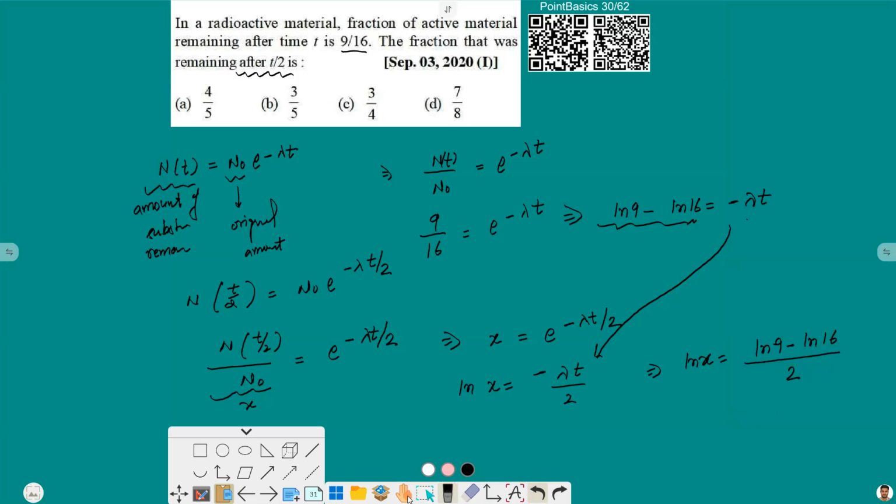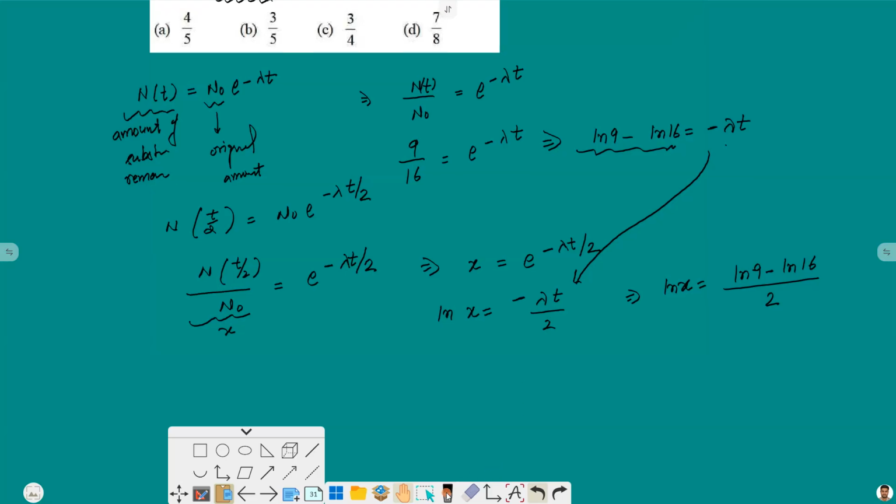Now I can rearrange it slightly. Twice of ln x is equal to ln 9 minus ln 16. Rearranging further, ln of x square is equal to ln of 9 by 16. And from this we can cancel ln from both sides. So x square is basically 9 by 16, and from this x comes out to be 3 by 4. That is option C for us.